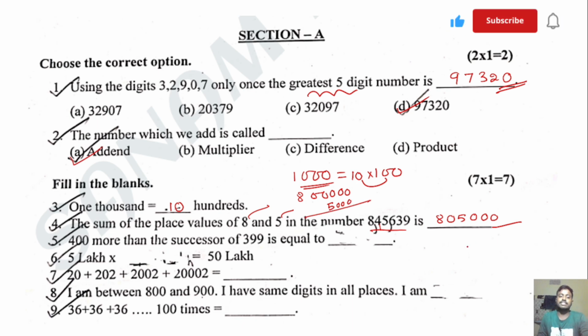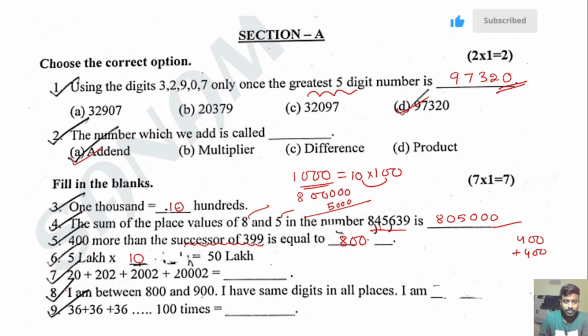Next question, question number 5, 400 more than the successor of 399. So first we find the successor of 399, that is 400, then plus, more than means plus 400, that is 800. Next question, 5 lakh into dash equal to 50 lakh. 5 into dash equal to 50. Now that is 5 into 10 equal to 50. So answer is 10.